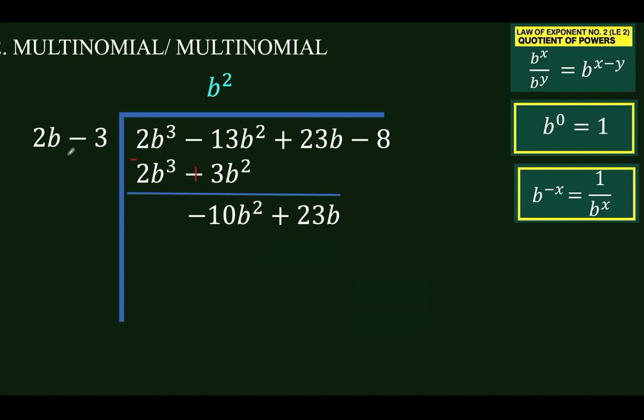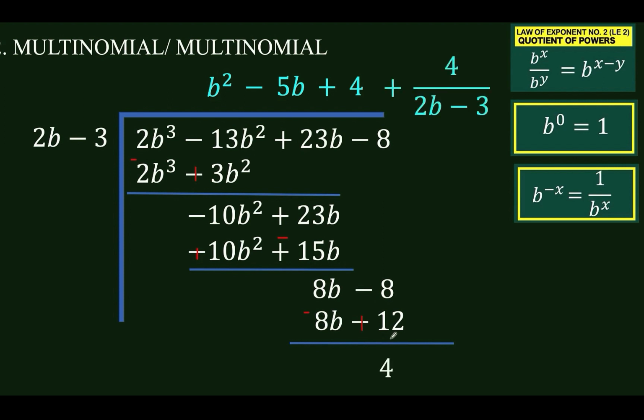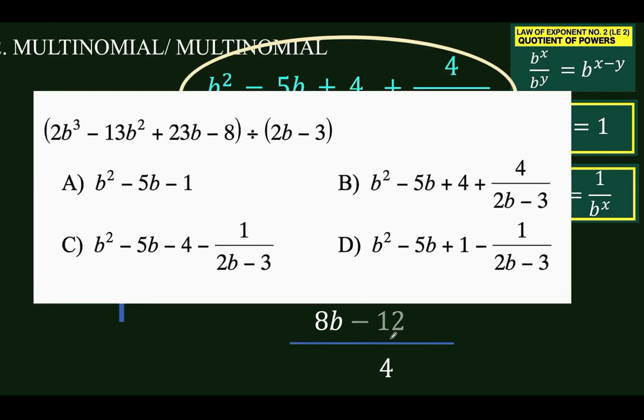This first term divided by 2b is minus 5b. Then distribute minus 5b to this binomial to get minus 10b squared plus 15b. Then change the sign, and proceed to addition. This is 0. 23b plus negative 15b is equal to 8b. Then bring down minus 8. Then repeat the process. Distribute 4 to 2b minus 3 to get this. And then change the sign to minus and proceed to addition. Negative 8 plus 12 is positive 4. And that is the remainder. And so, our answer is letter B.